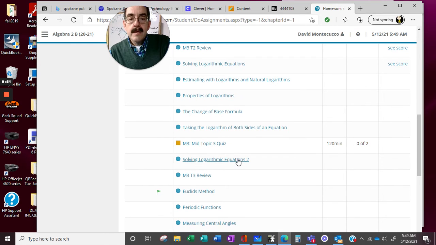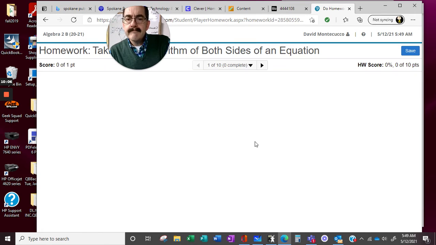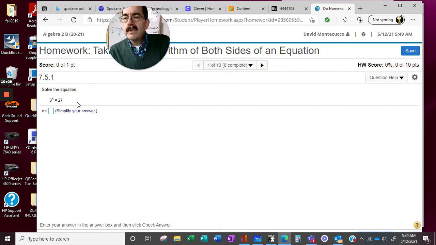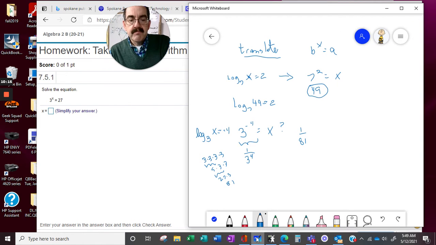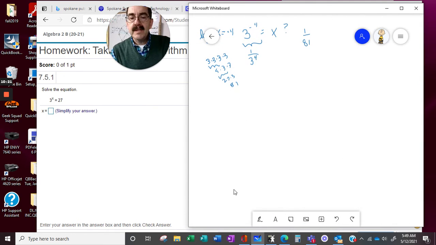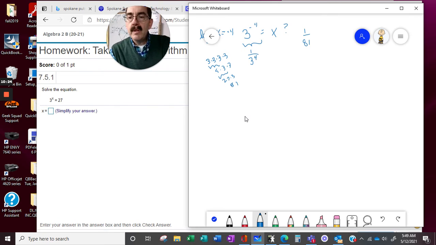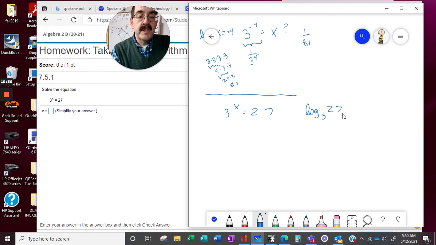Solving logarithmic equations, part 2. Let's do this one first. Let's see what this looks like. Oh, yeah. 3 to the x equals 27. Cool. Alright. So what this means is the following. 3 to what exponent, right? 3 to what exponent? So now we could do this. 3 to the x equals 27. Translate: log base 3 of 27 equals the x.